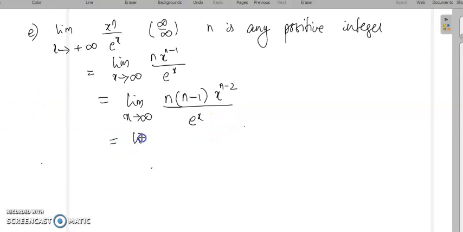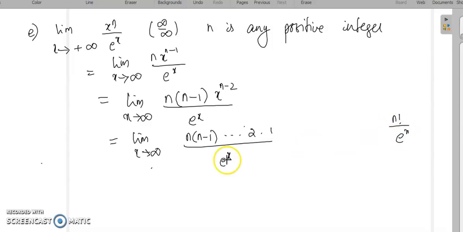So continuing this way, with the nth derivative, you will get n into n minus 1, and so on, down to 2 into 1, by e raised to x. So the numerator will be in the form n factorial, so you have n factorial by e raised to x. So n factorial divided by infinity, and something divided by infinity will be 0. So this limit will be equal to 0.